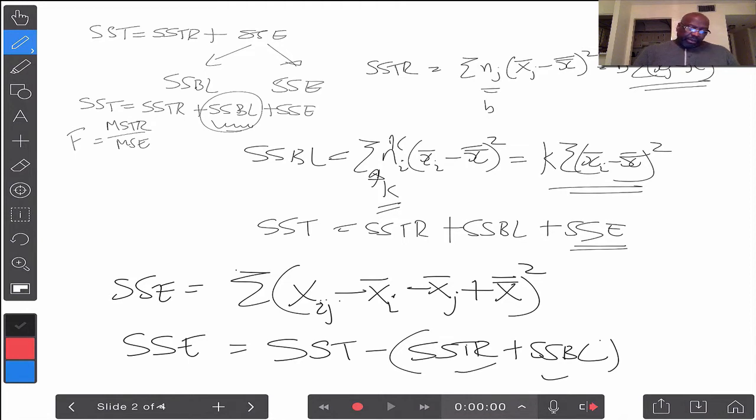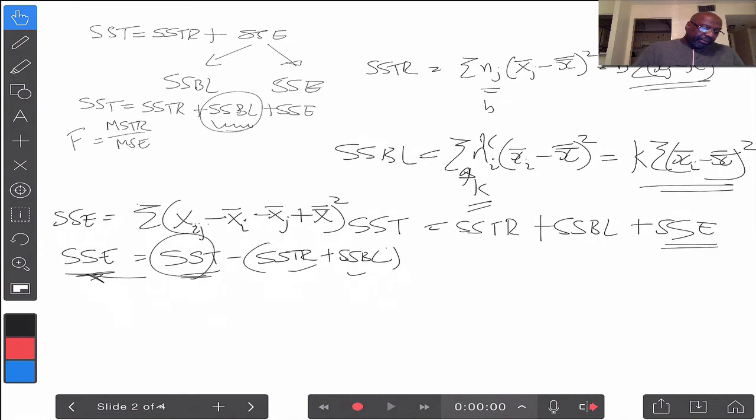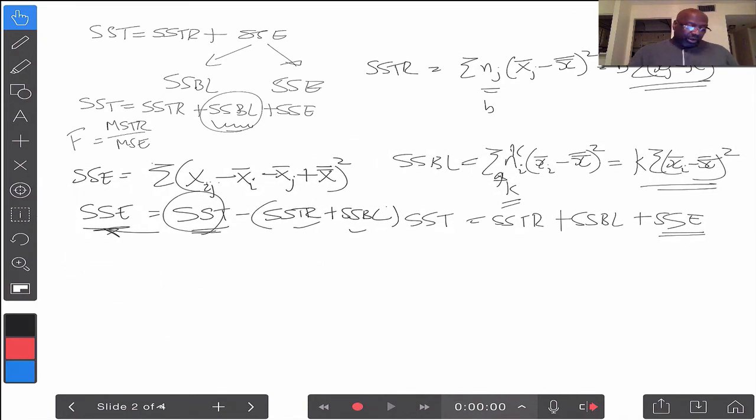We've already given you formulas for those. What's the formula for this guy? Well, we already know it. It's a lot more palatable than the formula for SSE. The total sum of squares formula is the same formula as if we were calculating the variance or the standard deviation of the overall sample.